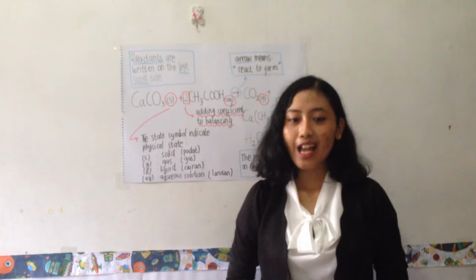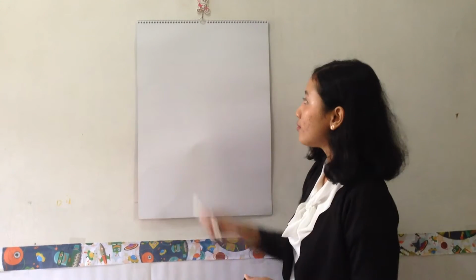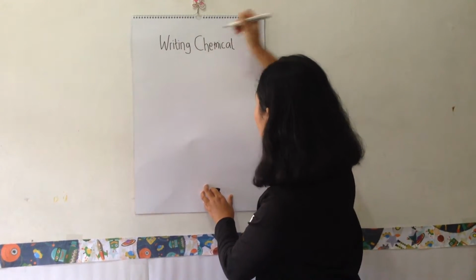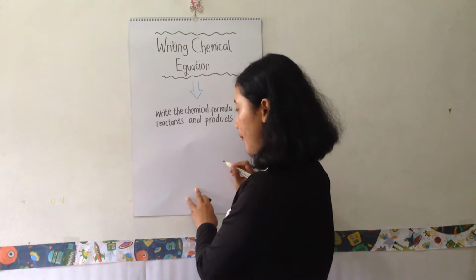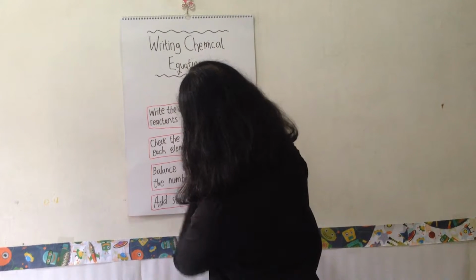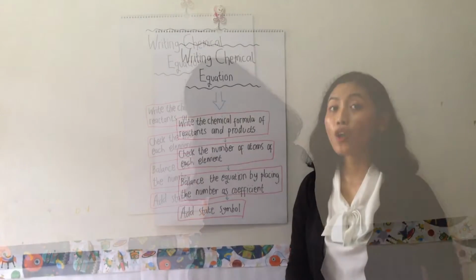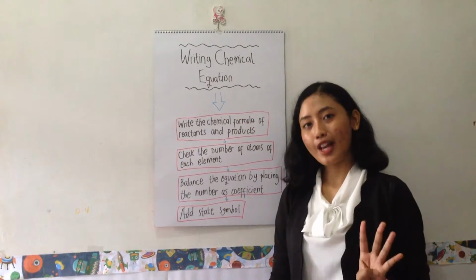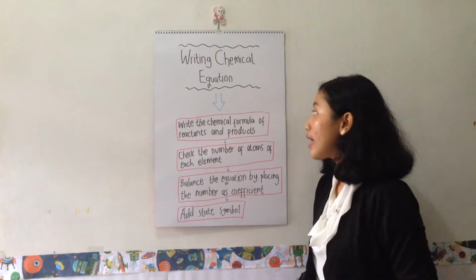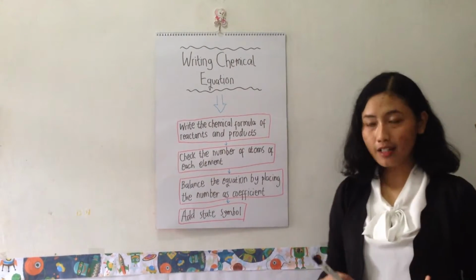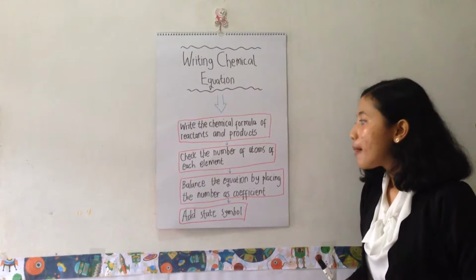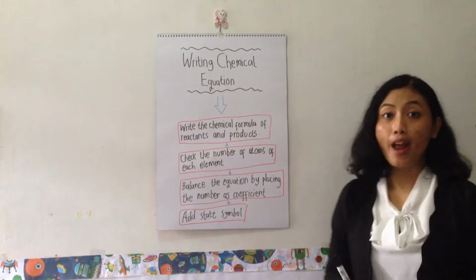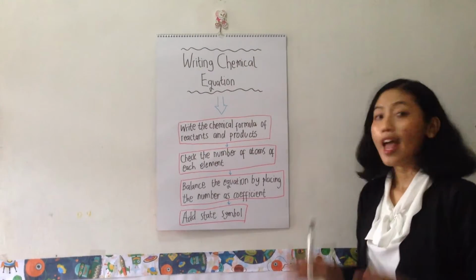Yes, good question. What are the steps in writing a balanced chemical equation? So here we are. There are 4 steps you can follow. First, write the chemical formula of reactants and products, and then check the number of atoms of each element. Balance the equation by placing the number as coefficient, and then the last, add state symbol.